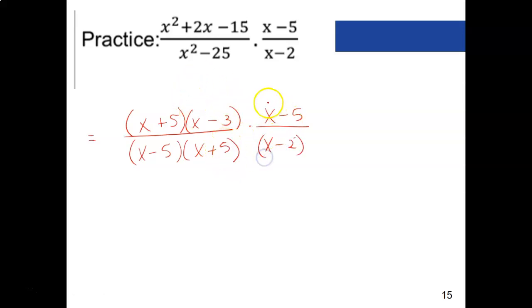Okay, we'll group these two together, and then we'll cancel top to bottom. So we have an x plus 5 and an x plus 5. We have an x minus 5 and an x minus 5. So this is going to be x minus 3 over x minus 2. So you can see it's actually a little bit fun to go in and cancel all the factors out that are common.